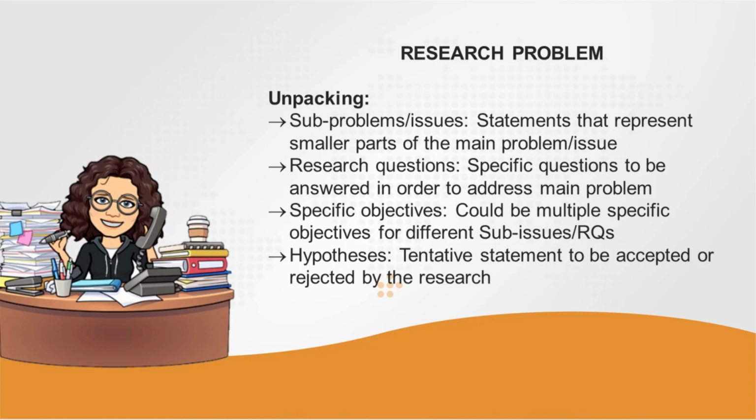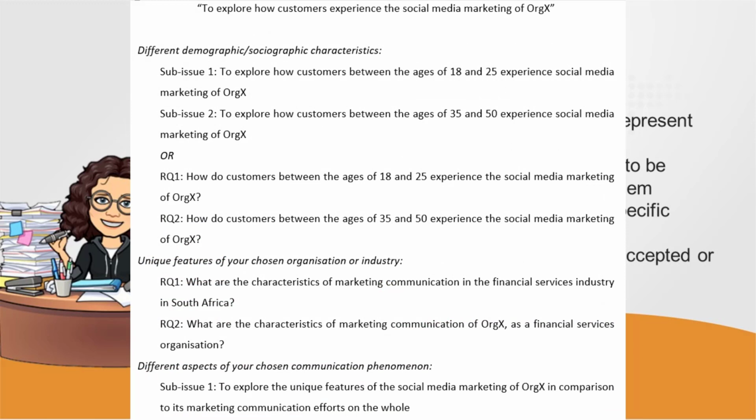To create sub-issues or specific research questions, we can focus on different things. Like we can focus on different demographic and socio-demographic characteristics of our study population. For instance, your main issue might be to explore how customers experience the social media marketing of organization X. Then your sub-issues or your specific research questions could focus on different demographic sections of the customer population. For instance, sub-issue 1 can be to explore how customers between the ages of 18 and 25 experience social media marketing of organization X.